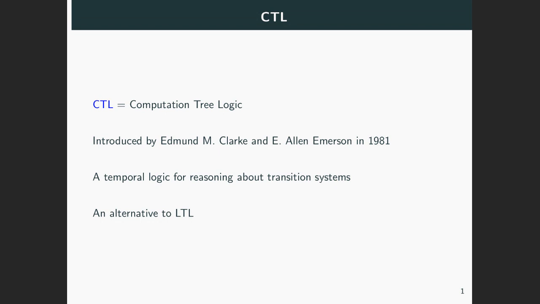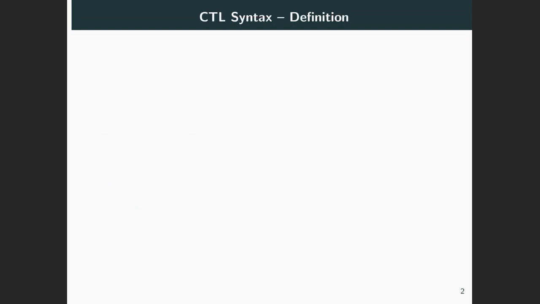CTL is an alternative to LTL for software and hardware verification that enjoys some advantages compared to LTL. First, as we'll see, it can express some properties that LTL cannot, though the opposite is true as well. Also, like LTL, CTL is automatically model checkable, and its model checking algorithm is more efficient than that of LTL. Without further ado, let's define CTL.